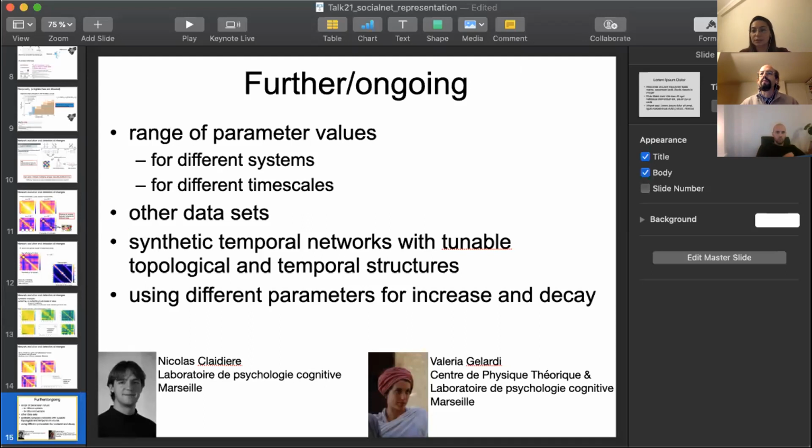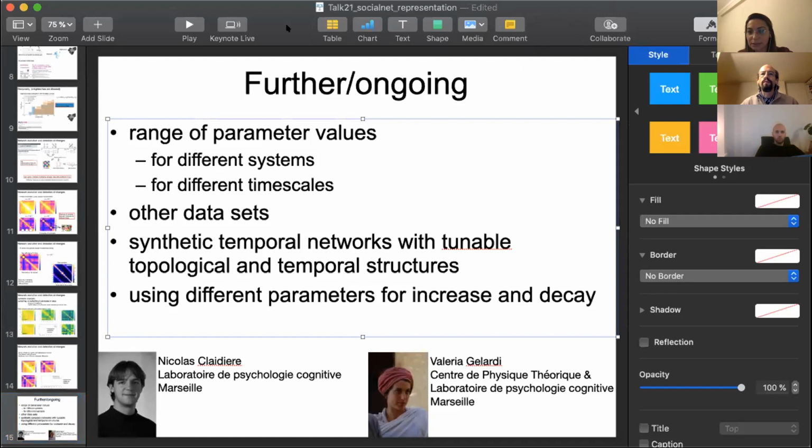Are there any questions? Okay, in the chat there's a question. Does this representation help us with getting rid of the arbitrariness of delta t?